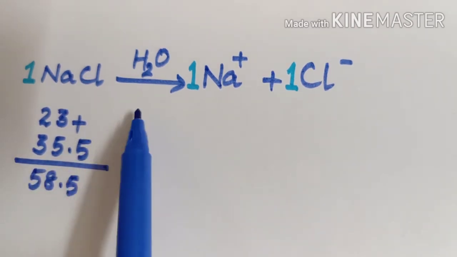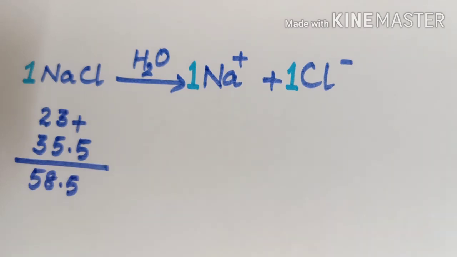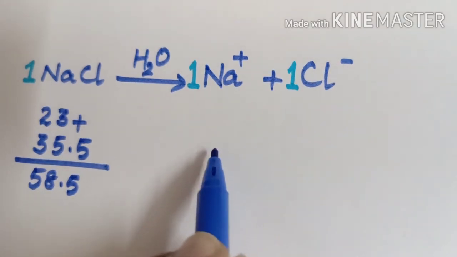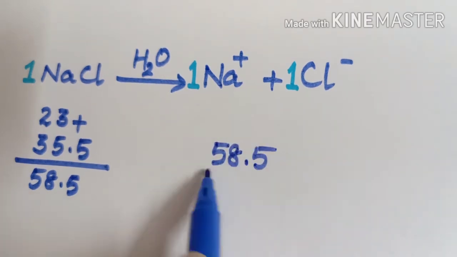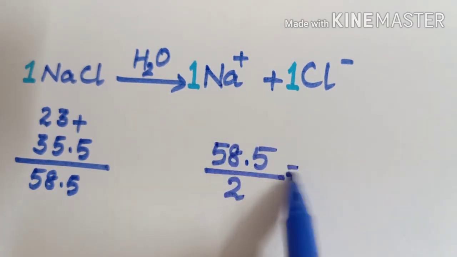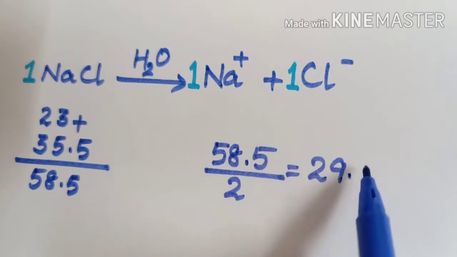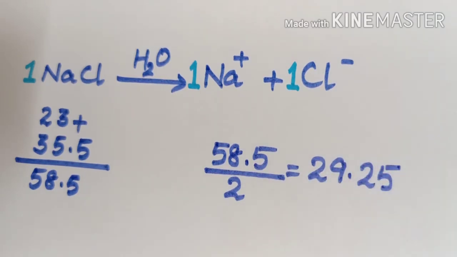So, when it is put in water, you find that in the dilute solution of sodium chloride, if the molar mass is found out, it is only half the value of 58.5. That is, it comes to around 29.25. What happens here? That we are going to discuss.